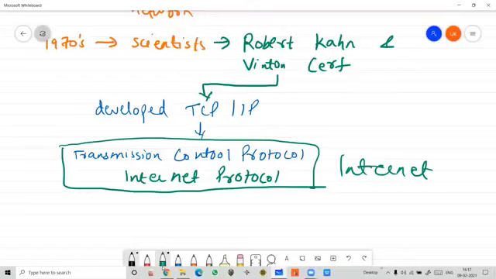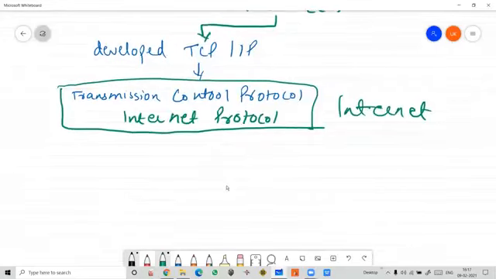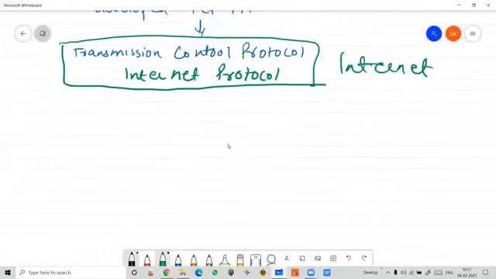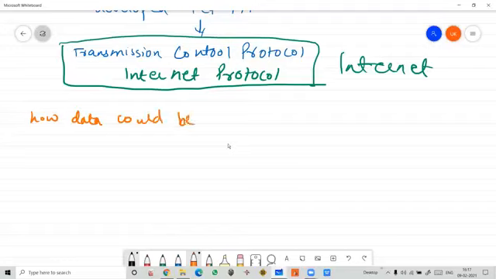Earlier we have seen that ARPANET was meant for a single network. Multiple computers were connected together in a single network. But with TCP/IP, there is a communication model that sets the standard for how data could be transmitted between multiple networks.